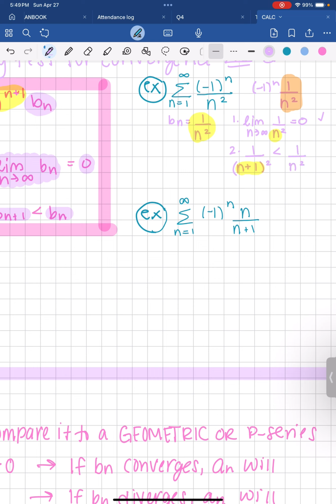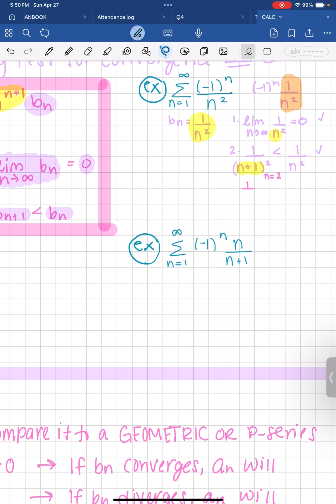And you can kind of reason that out. That is, in fact, true, because let's just think together. Let's say n is equal to 2. If we let n be 2 here, this would be 3 squared, which is 9, so 1/9. And then if we let n equal 2 here, that would be 1/4. Well, 1/9 is less than 1/4. So now we can say we converge by the AST, the alternating series test.